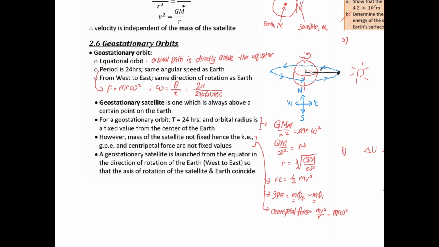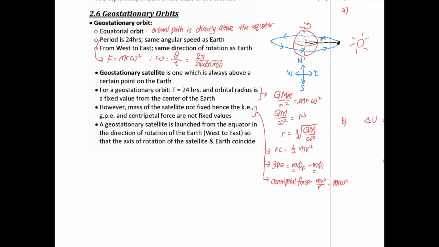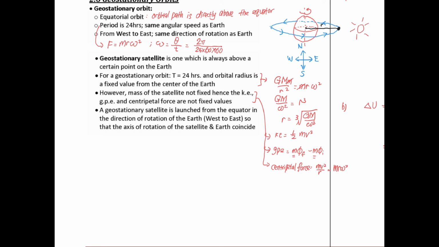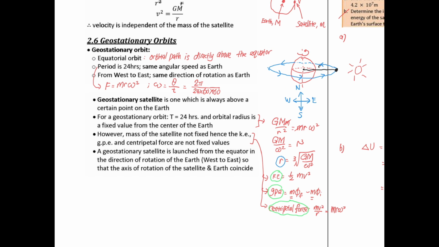So what is fixed is, okay, let me put it in this way. The ones that I circle in green are not fixed. So KE, GPE, centripetal force, these three are not fixed. What is fixed, let's say I circle in blue color, is the R. And the other thing is the v, the v on top of the screen. The v is also fixed. So these two are fixed in blue color, and these three are not fixed. Okay, so let's move on.